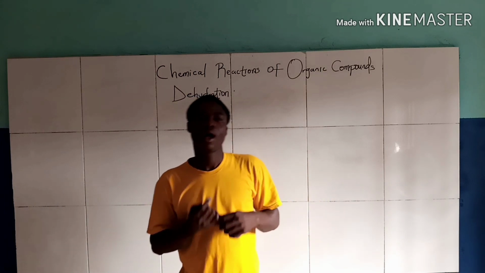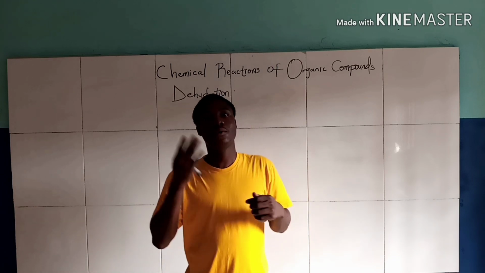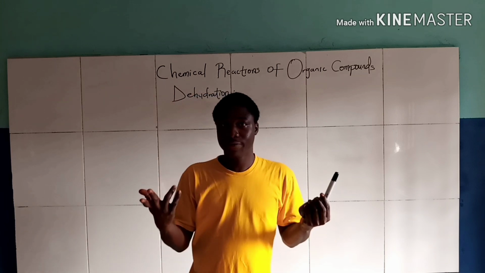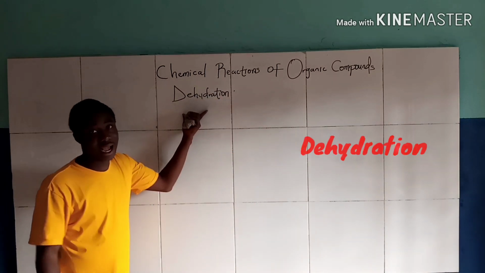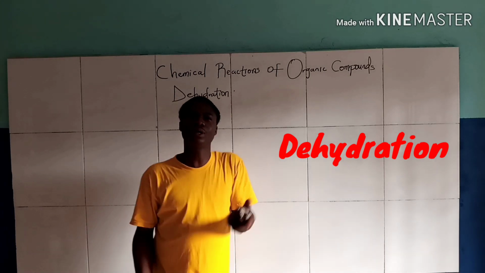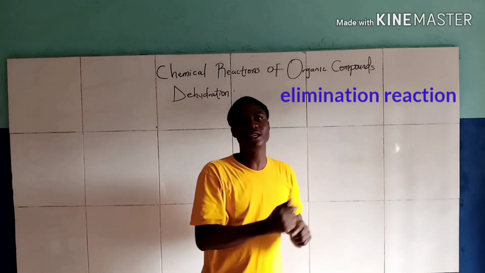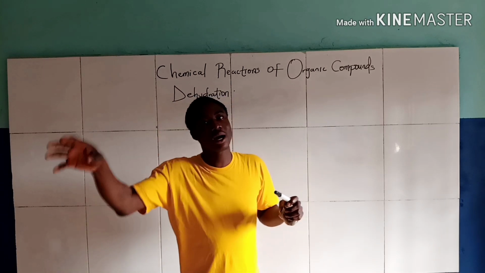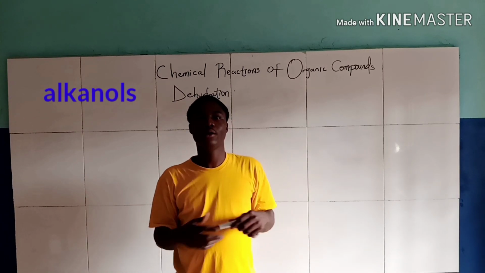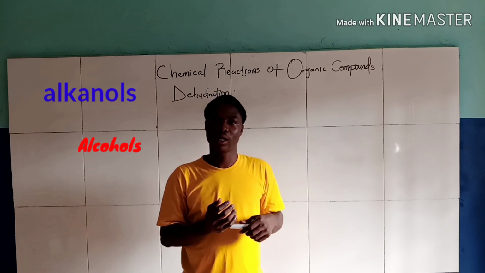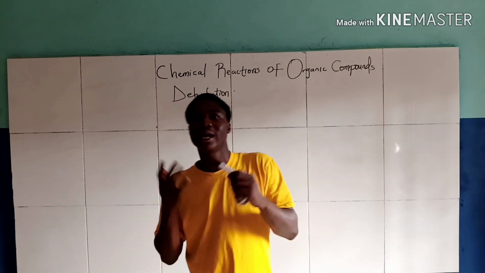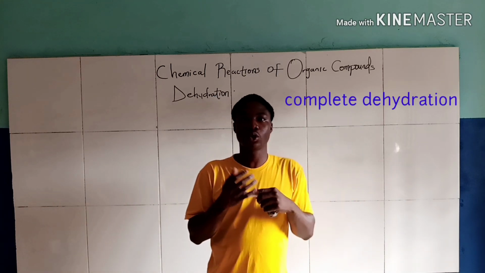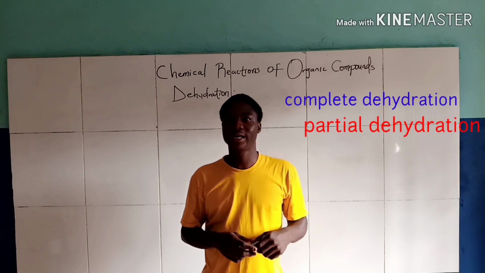In today's lesson, I'll be teaching on some chemical reactions of organic compounds. In today's video, I'll be focusing on dehydration. Dehydration is a form of elimination reaction whereby it occurs in alkanols. Alkanols are also called alcohols. Dehydration can be of two types: we have the complete dehydration and the partial dehydration.